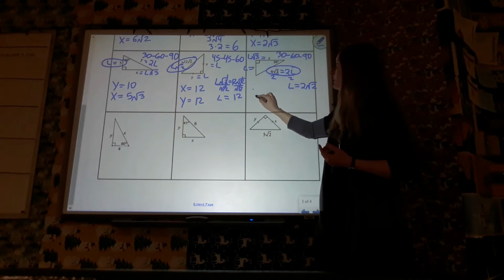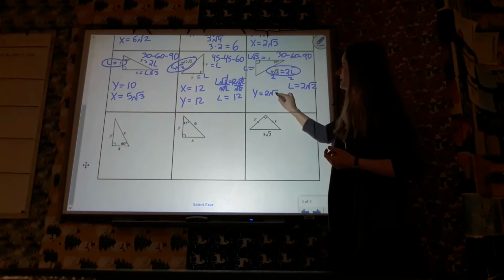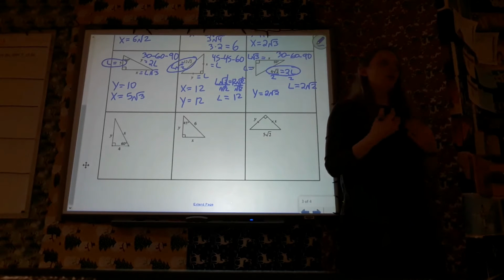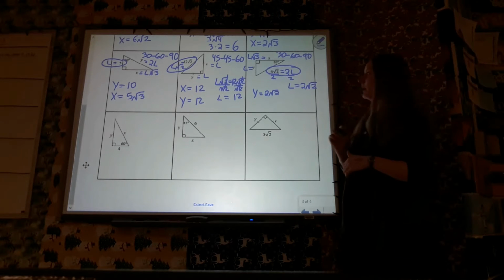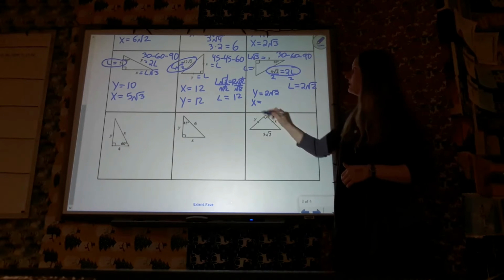2 root 2. Because y is the same thing as L. So once you know what L is, you can find y. What about x?